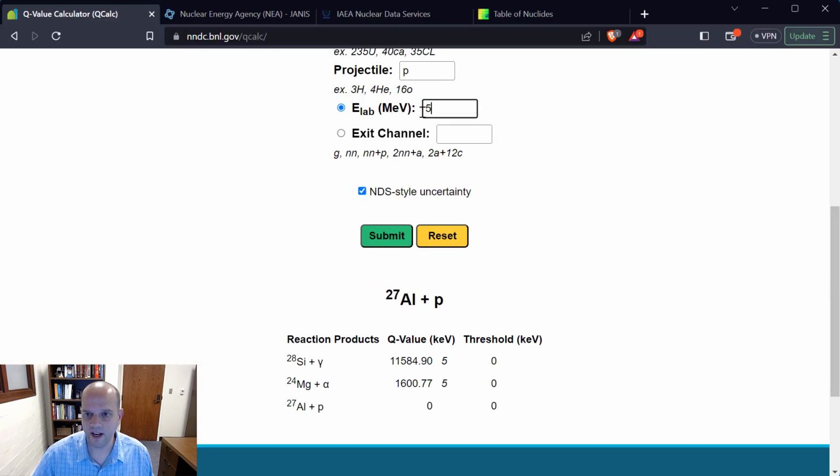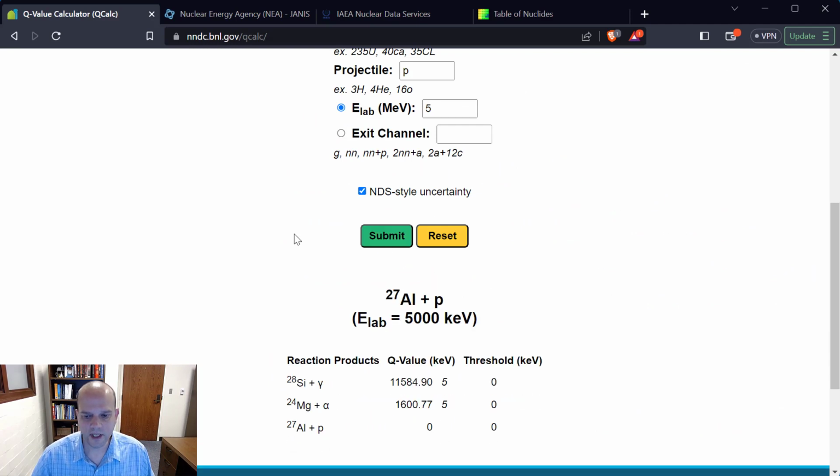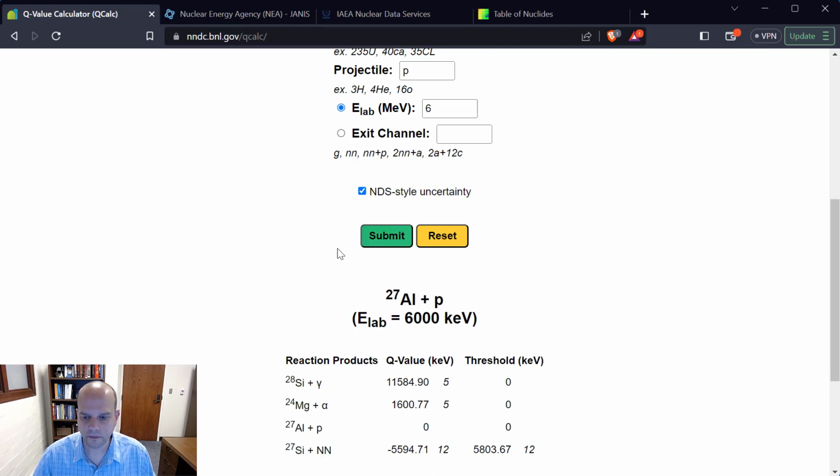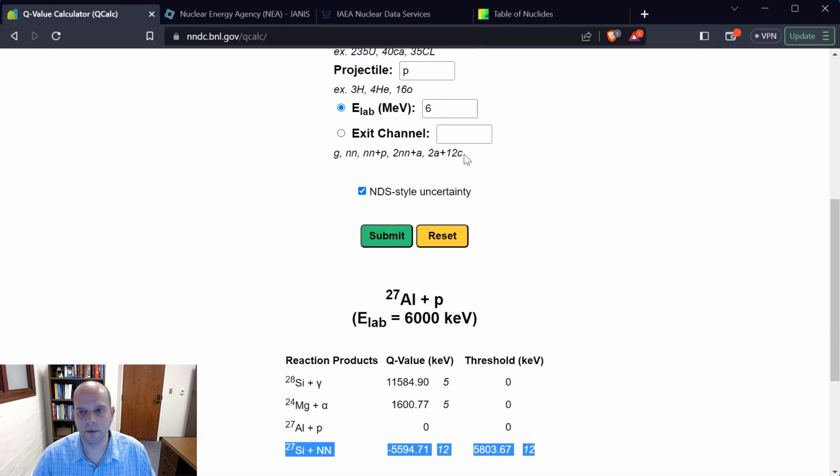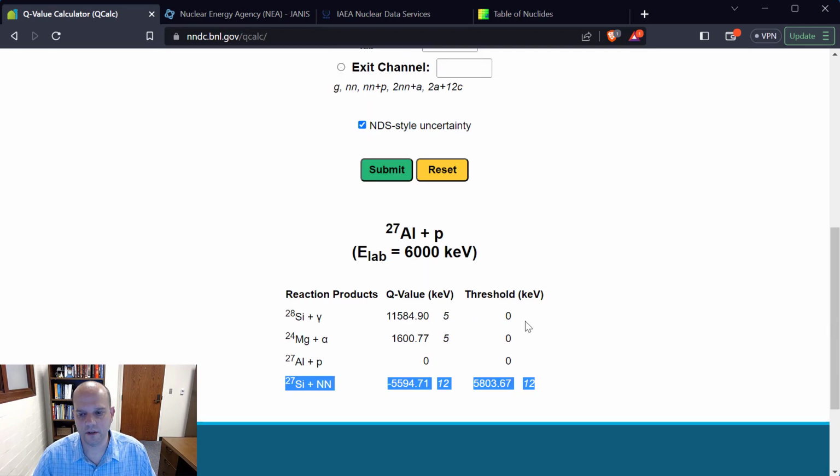And so if I change this to 5, that shouldn't be enough, right? I needed 5.6. Unless I supply at least 5.6, I'm not getting there. And now you see that an extra path, an extra exit channel has opened up, if I supply at least 6 in that regard.